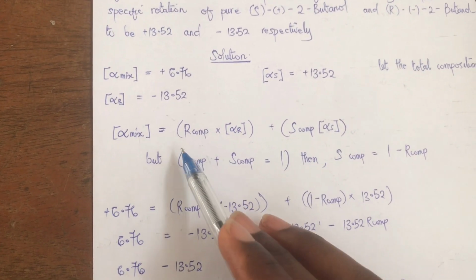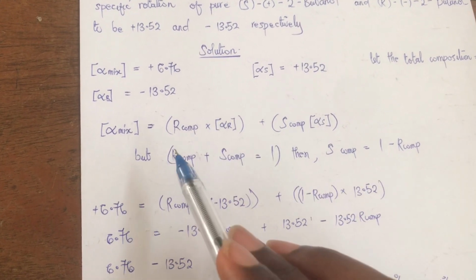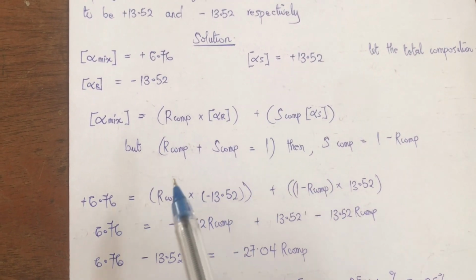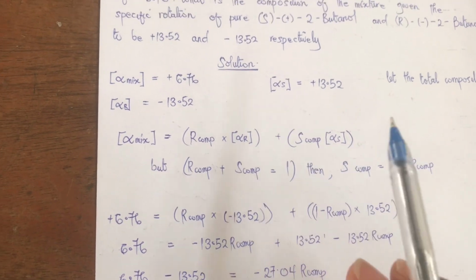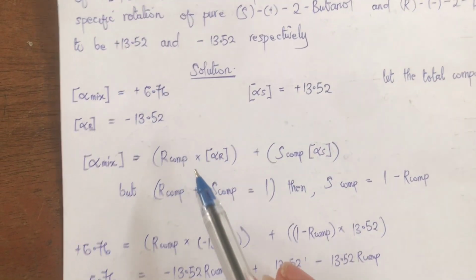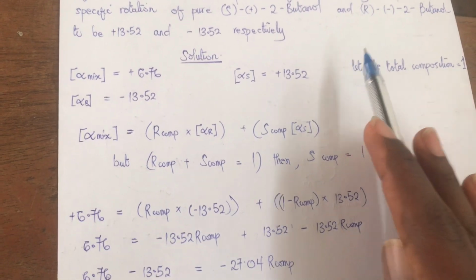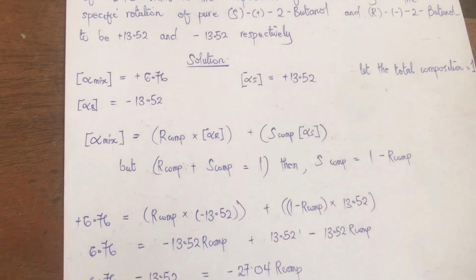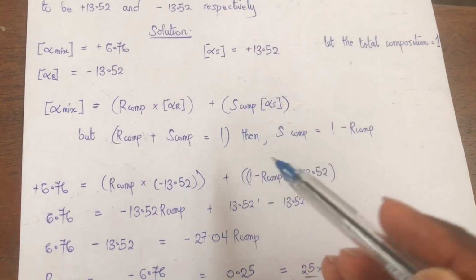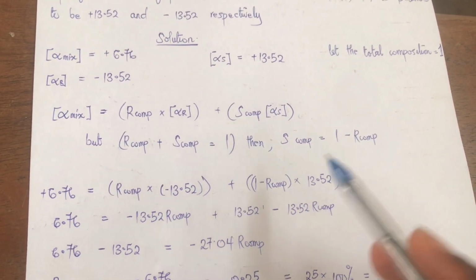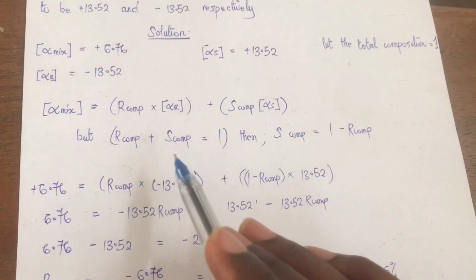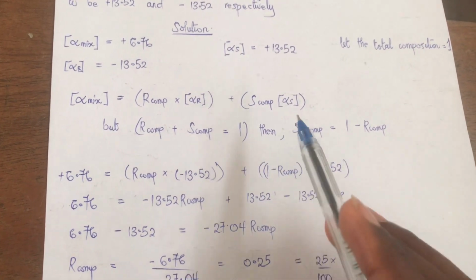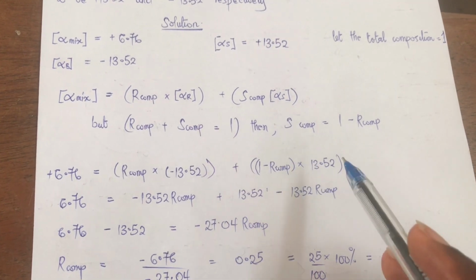Now, there are two variables here. So what do we have to do? We have to manipulate it in a way that we are going to have only one variable throughout. But as we said, the mixture is one, so the R component and the S component sum up to 1. For that matter, we can make something the subject to get only one variable. So let's make R the subject. Then S is equal to 1 minus the R component. Understand? So wherever we see S, we put 1 minus R component.